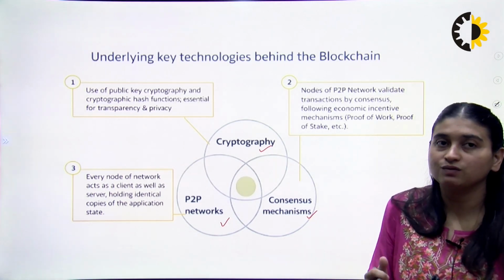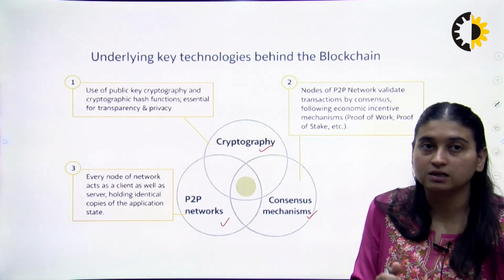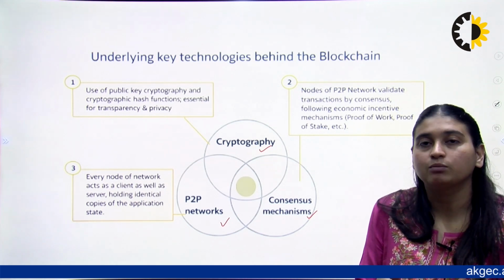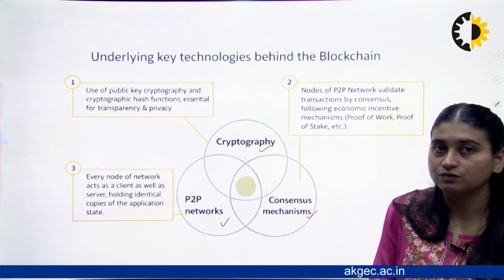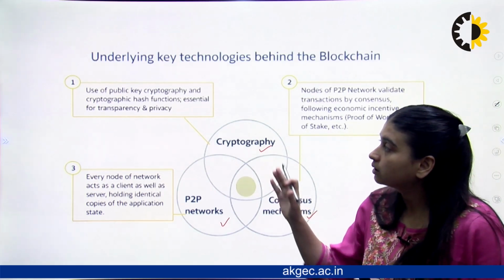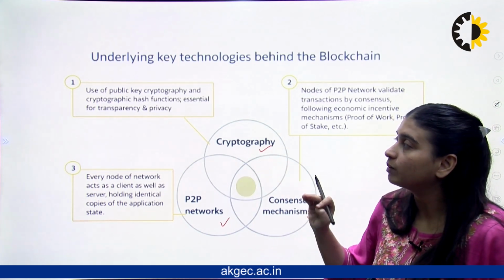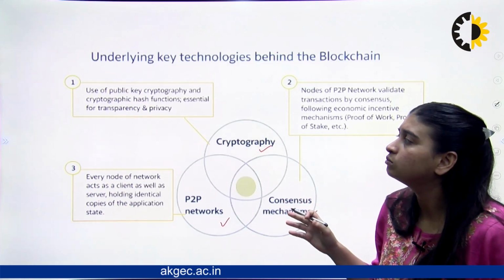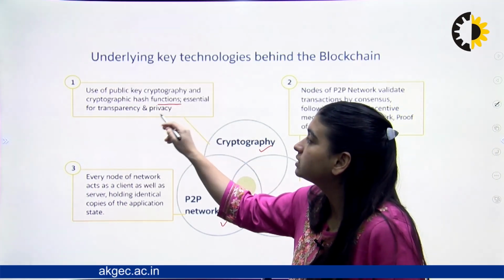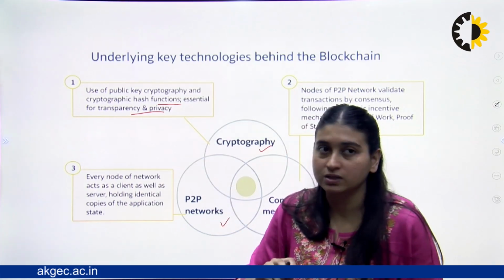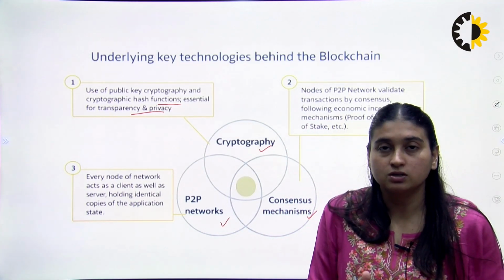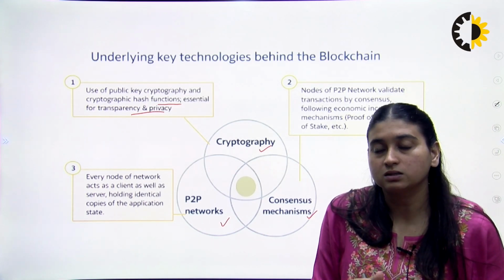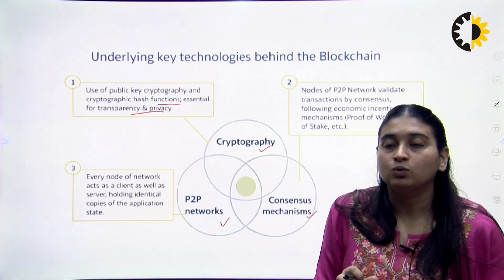So in blockchain, we employ some of the tools and techniques of cryptography. For example, hashing is there, then digital signatures we use. So here we can define it as use of public key cryptography and some hash functions which are essential for the transparency and privacy.